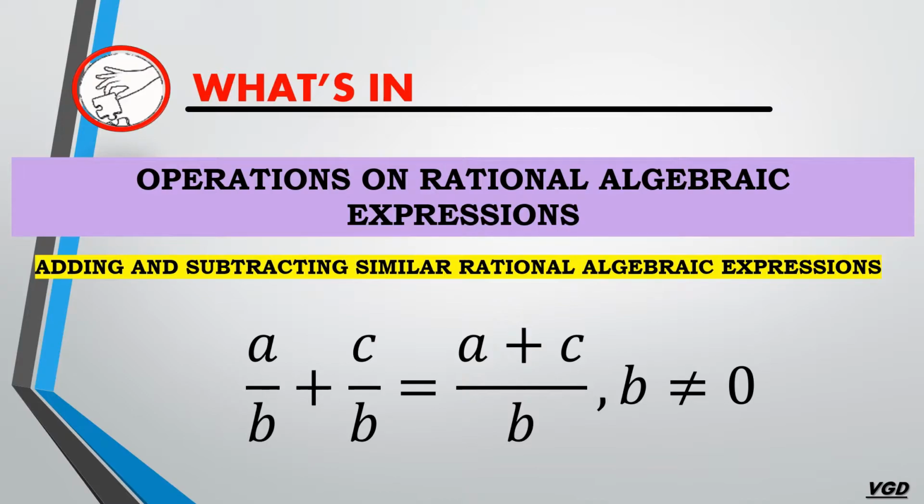We also have to remember adding and subtracting similar rational algebraic expressions. Following this pattern, a over b plus c over b is equal to (a + c) over b, wherein b should not be equal to 0.